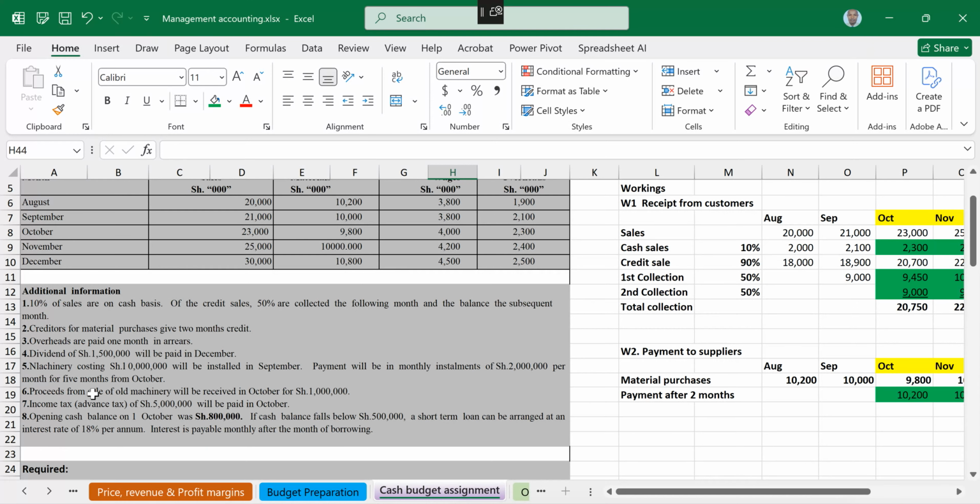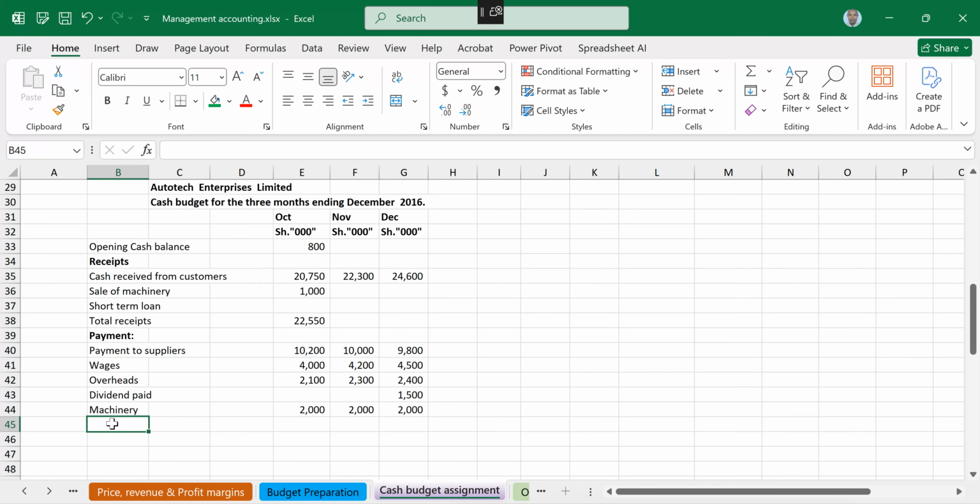The proceeds from the sale of the old machinery, that one was an income. Tax of 5 million will be paid in October. So tax paid in October, 5 million. That will be paid in October.